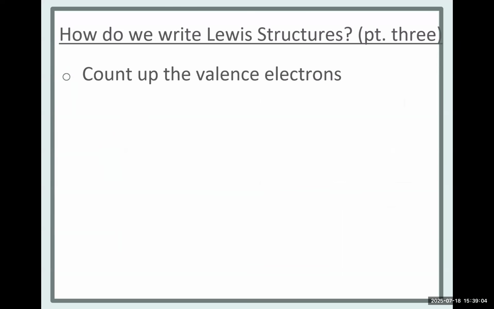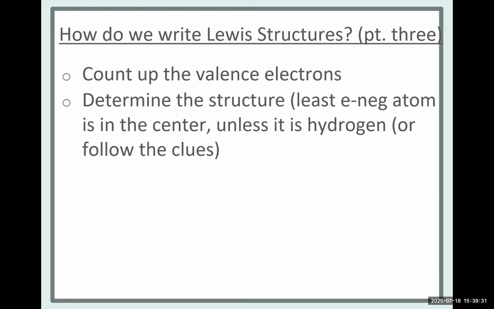So how do you actually go about writing Lewis structures? Say you're given a molecular formula with a certain number of carbons, oxygens, and hydrogens. The first thing we do is count up the valence electrons, and we know how many valence electrons are around an atom based on the group it's in on the periodic table. Hydrogen has 1, boron has 3, carbon has 4. Then we determine the structure. This is the hardest part for me, but typically the least electronegative atom goes in the center, unless it's hydrogen.